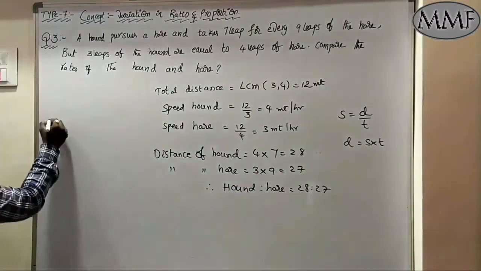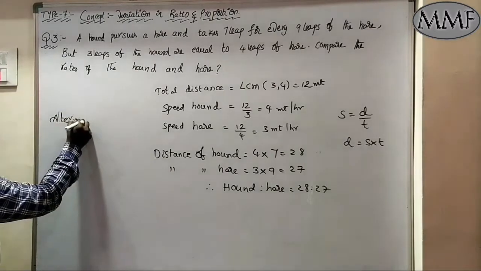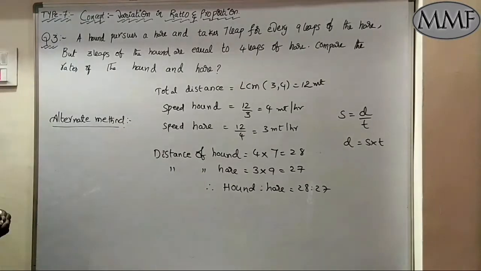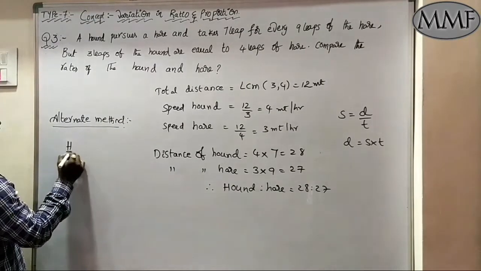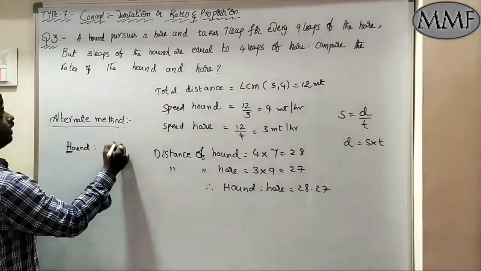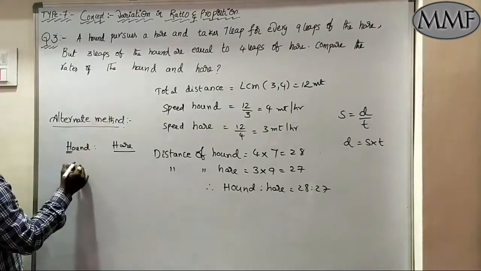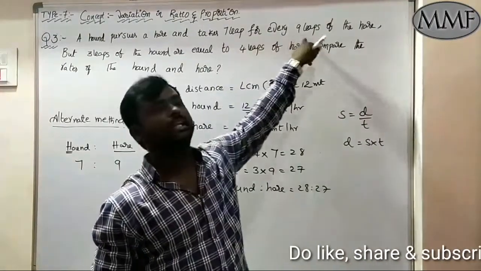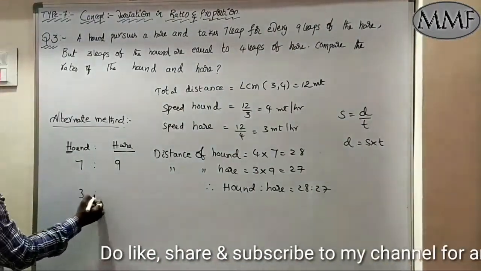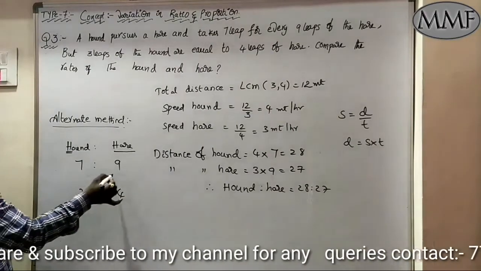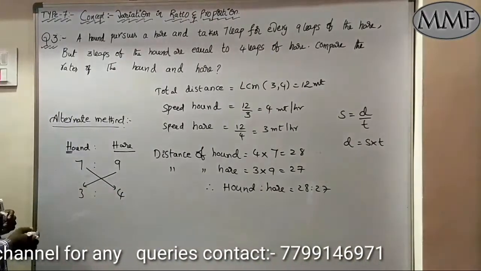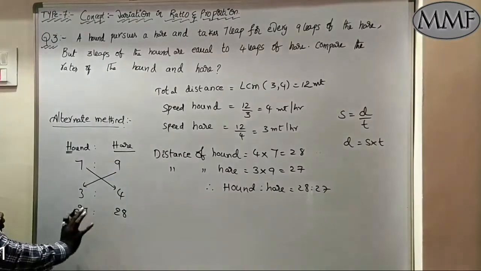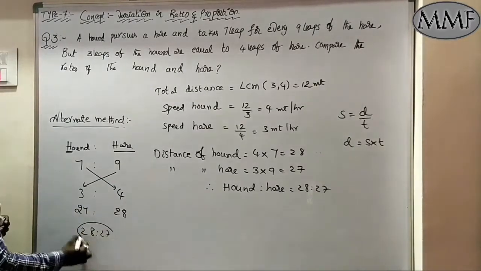Alternate method I am doing. Very easy shortcut. Listen carefully. Just I am writing hound and hare. 7 leaps of hound is equal to 9 leaps of hare. For every 7 leaps of hound, 9 leaps of hare. Then 3 leaps is equal to how much? 4 leaps. Just do the cross multiplication: 9 times 3 is 27, 7 times 4 is 28. Then write the ratio in reverse: 28 is to 27. That's enough.